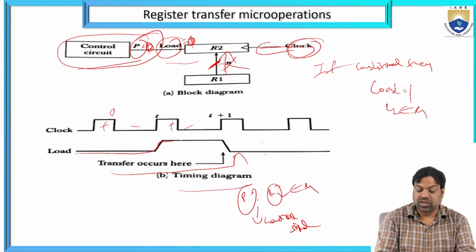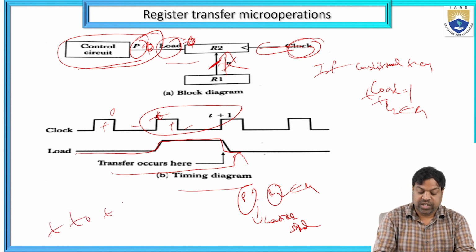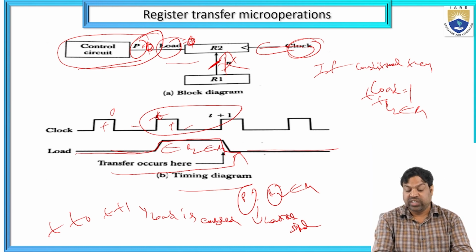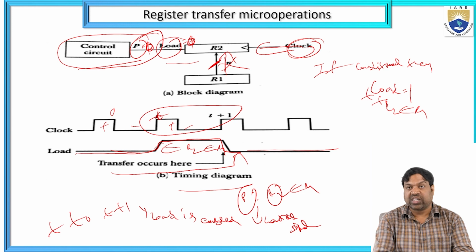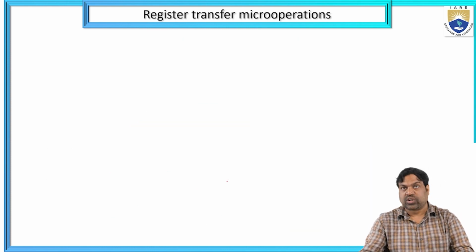When load is enabled, it means starting from T to T plus 1, load is enabled. So load is disabled for all the remaining time. When the load is enabled, R2 tends to R1. So in the remaining time it is not transferring. In this loading function, R1 is transferring the data to R2. So the time duration is T to T plus 1. It is a load transfer.